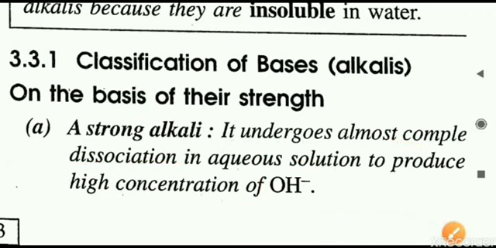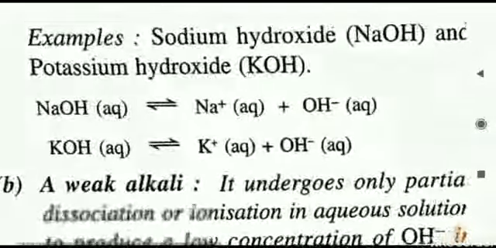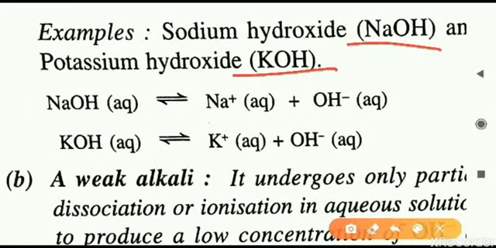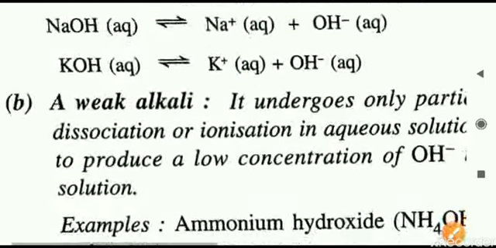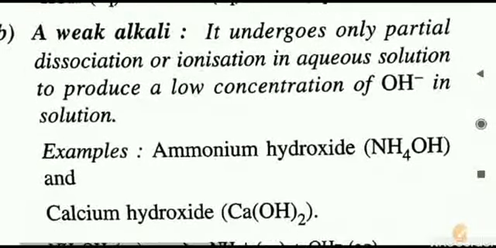Let us have a look at the examples now. Here it is. Examples are given over here. First is sodium hydroxide and potassium hydroxide. These are strong alkalis because they completely dissociate or completely break down into individual ions when they are dissolved in water. Next one is a weak alkali, where partial ionization is happening.